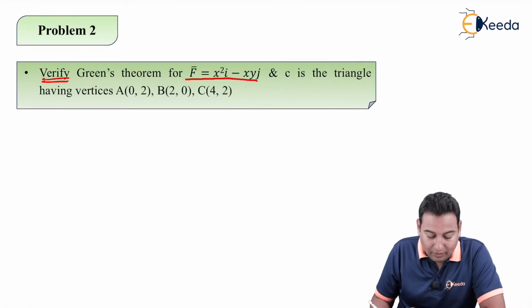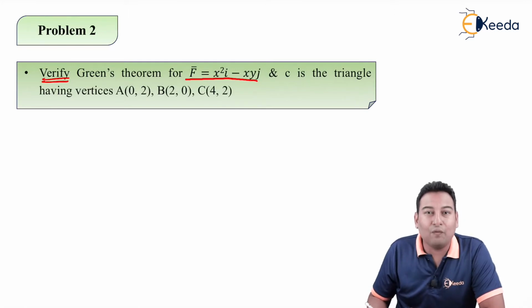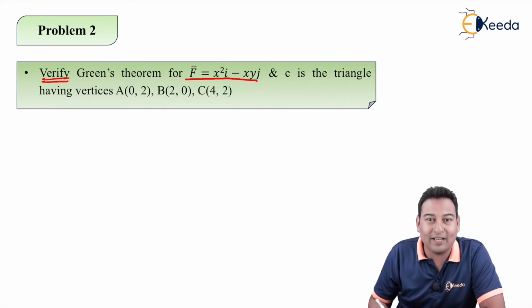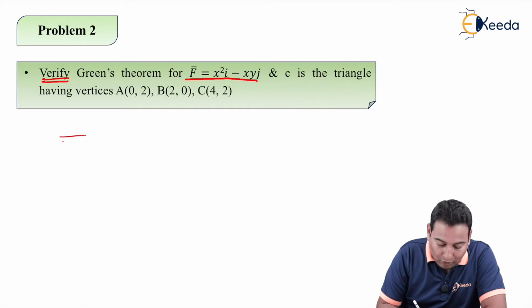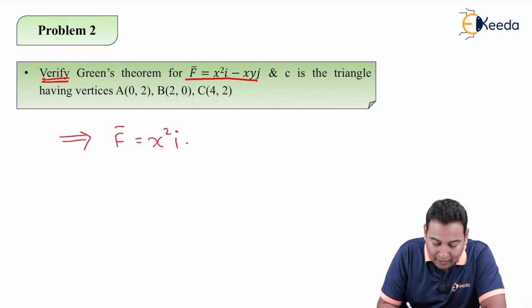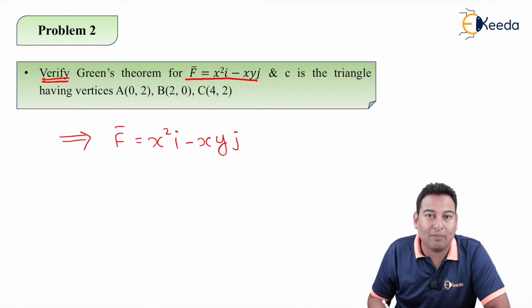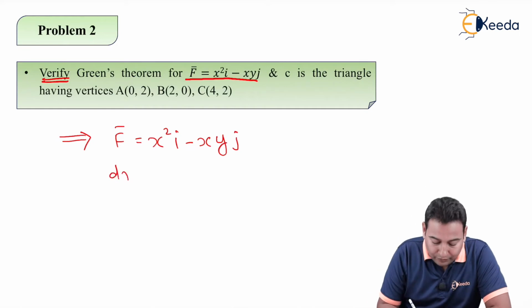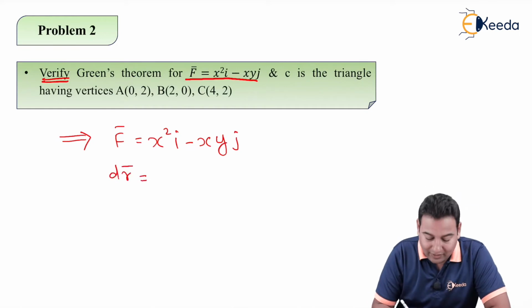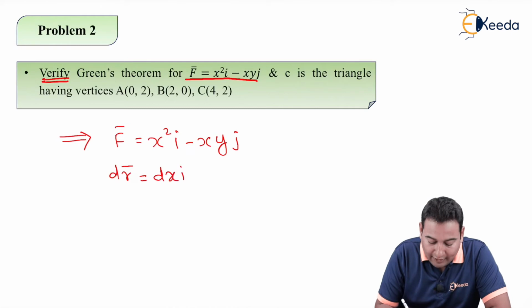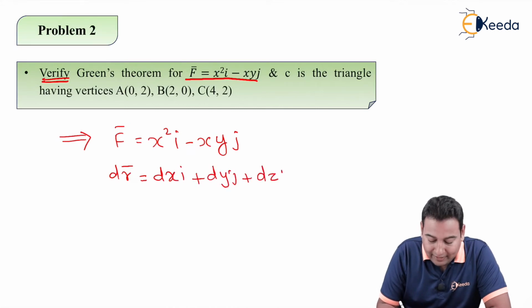First of all friends, for Green's theorem, we know the problem should be in terms of M dx plus N dy. Here in this problem, F bar is provided to us, which is x square i minus xy j. First of all, let us convert the problem into M dx plus N dy format. How to do that? We know dr bar is dx i plus dy j plus dz k.